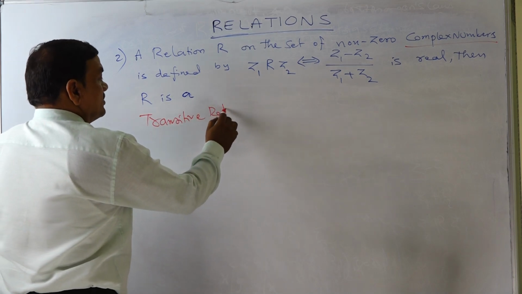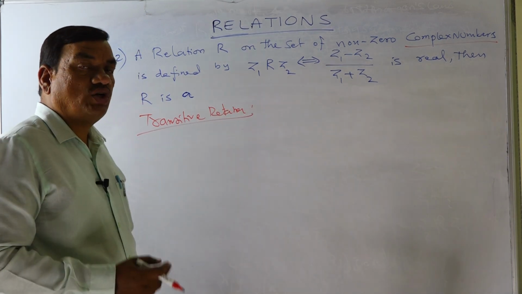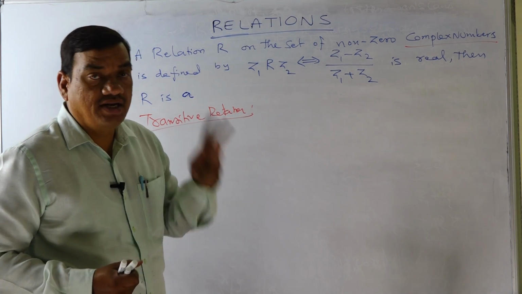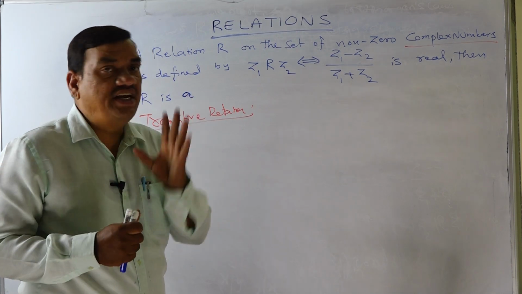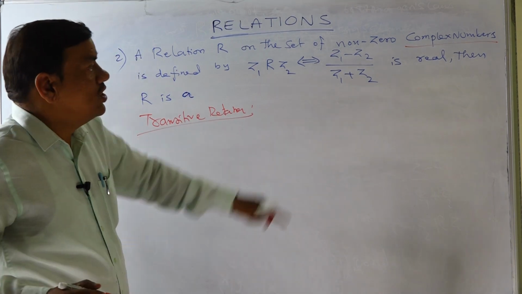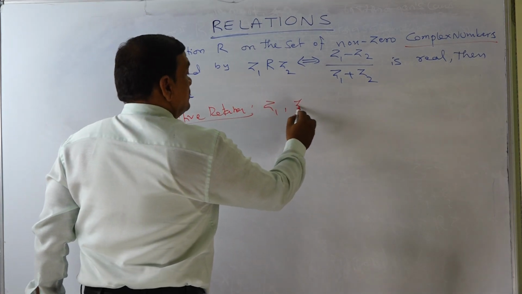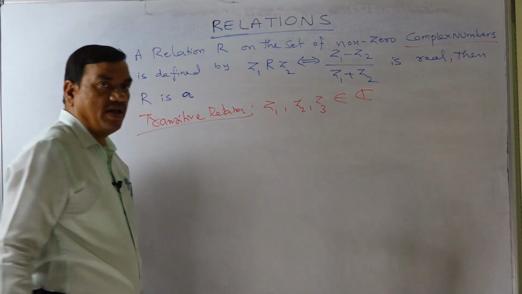Transitive relation we are checking. To check the transitive relation, as I told you, you have to take any 3 items, that is either 3 numbers or 3 triangles or 3 lines, whatever they may be, 3 distinct items. So here what are the numbers? Complex numbers, that is Z1, Z2, Z3 belong to the set of complex numbers.